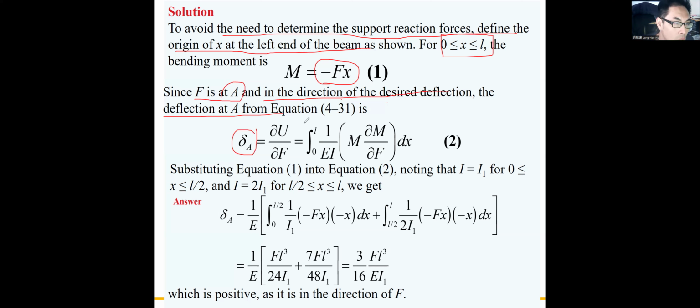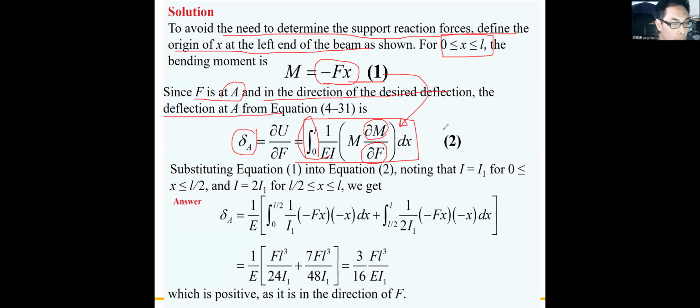Okay, so we can remember that the derivative is first, right? The derivative is first, so we take the derivative before taking the integral. So we can take the derivative of the moment with respect to force first, and then integrate it.